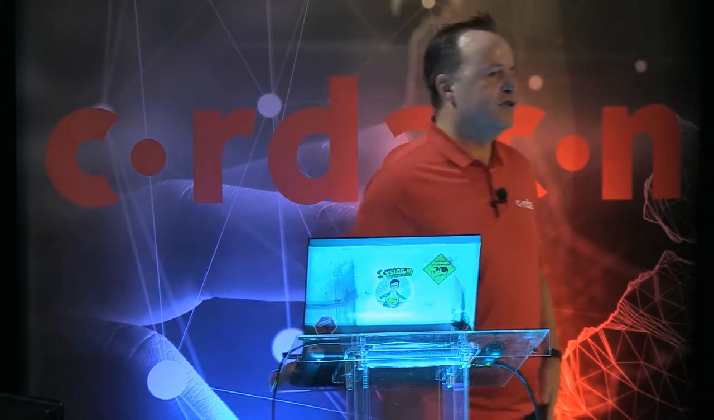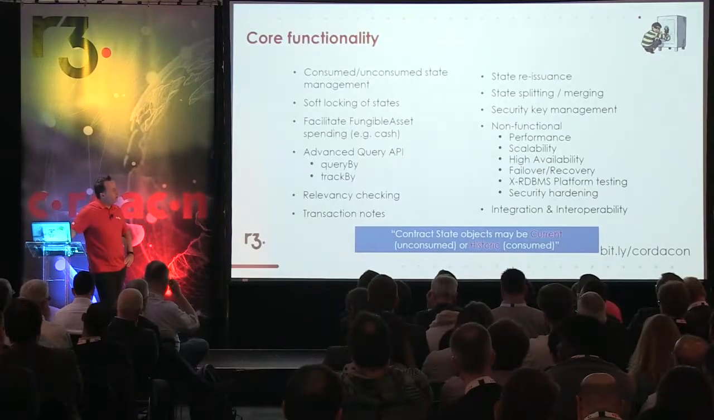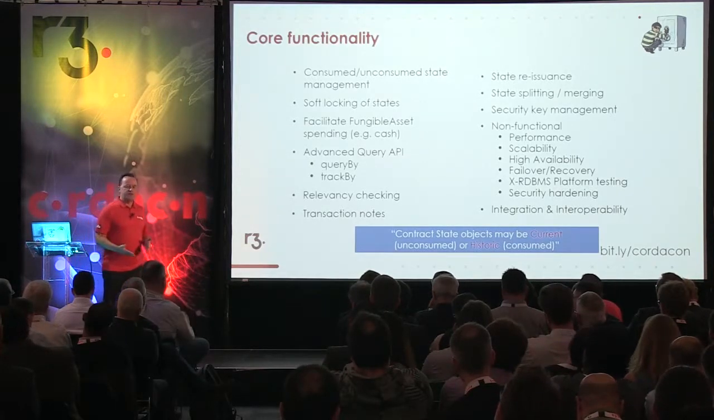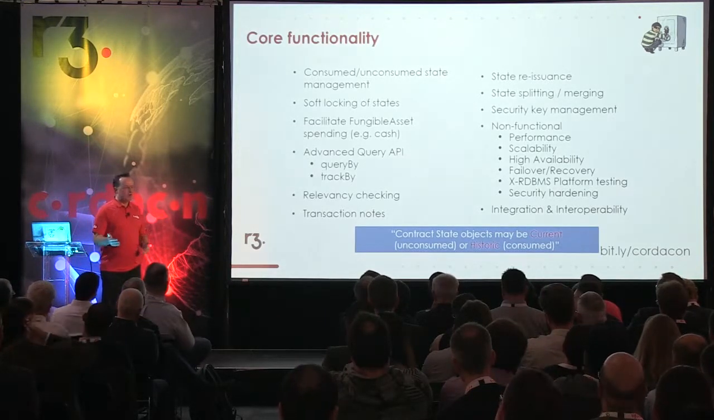I mentioned security, key management, integration, interoperability, and obviously we've got a set of non-functional aspects that we must ensure are covered by the vault. We also ensure that the vault is cross-relational database compliant. Corda by default ships with H2, which is a very simple in-memory database. It's part of our open source version, but we are now validating Corda against other commercial enterprise databases. And the vault, being a relational database, is being tested in that way.